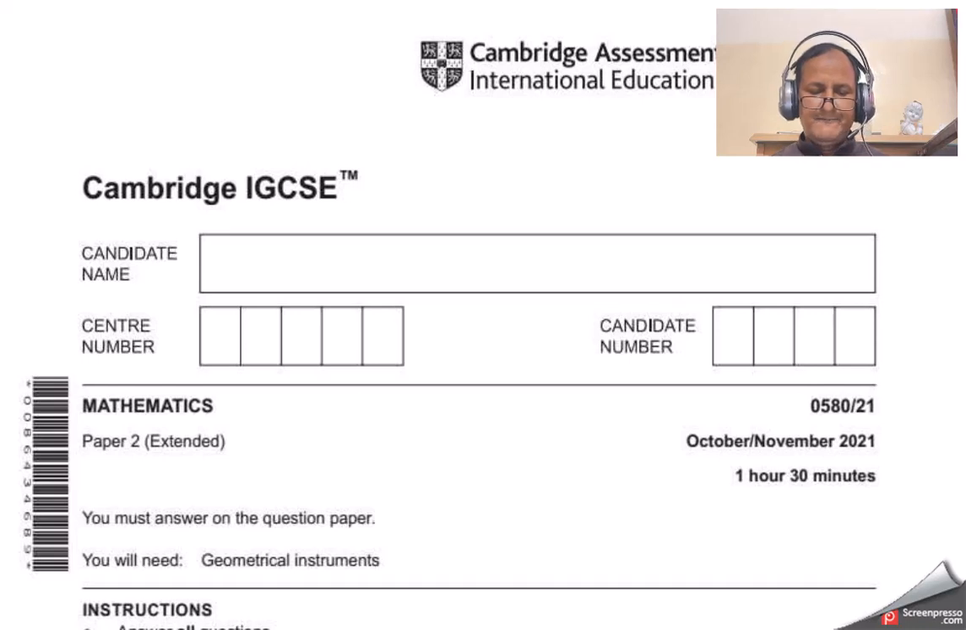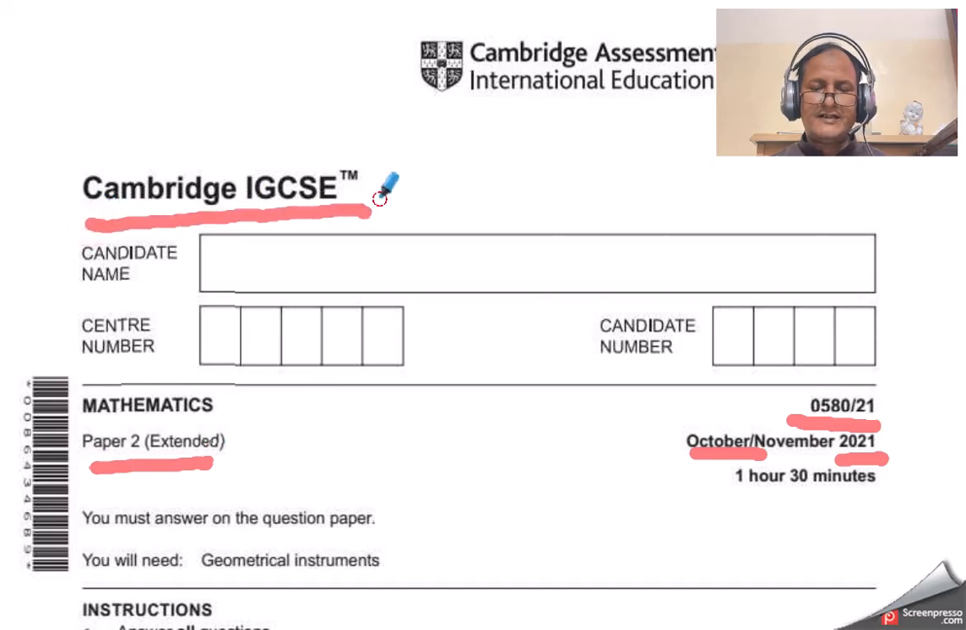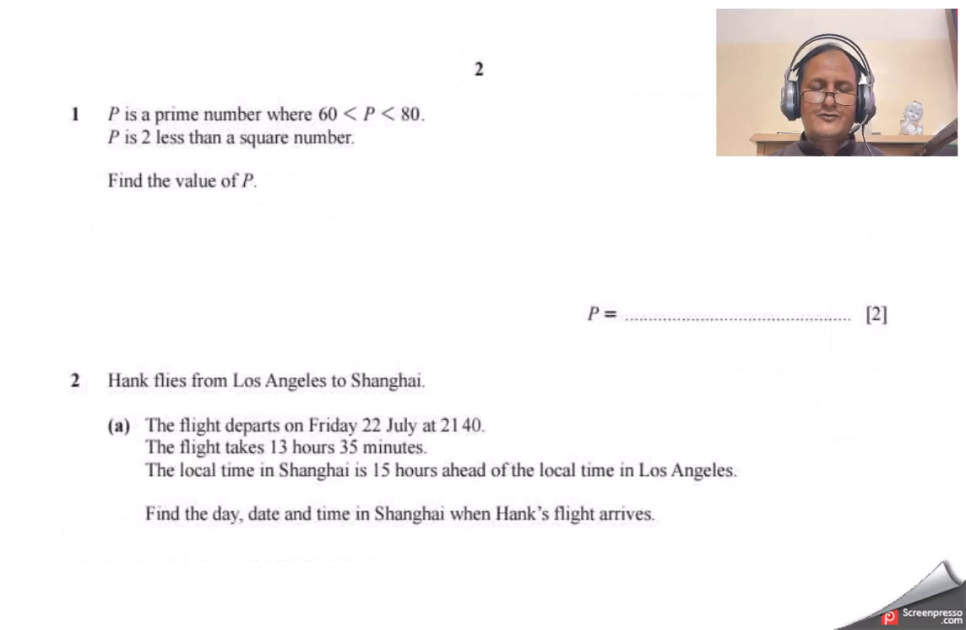Bismillah Rahman Rahim. Today we're supposed to start this paper, 058021, from October/November 2021, a standard paper of Cambridge IGCSE. We're supposed to solve these questions.